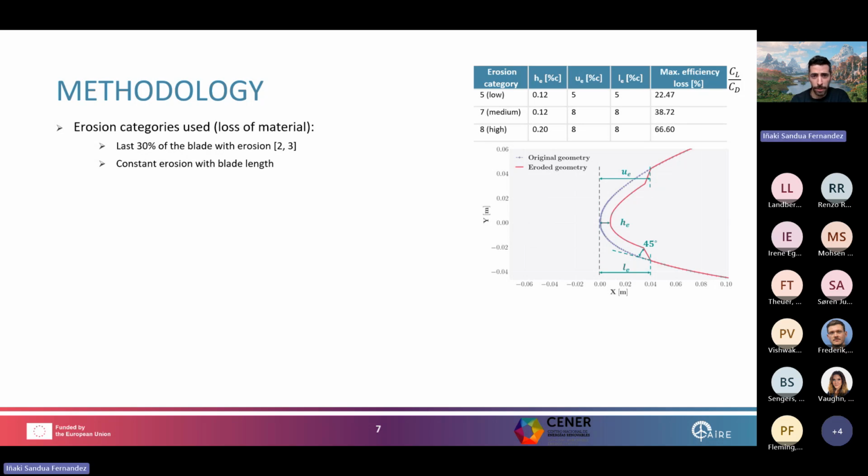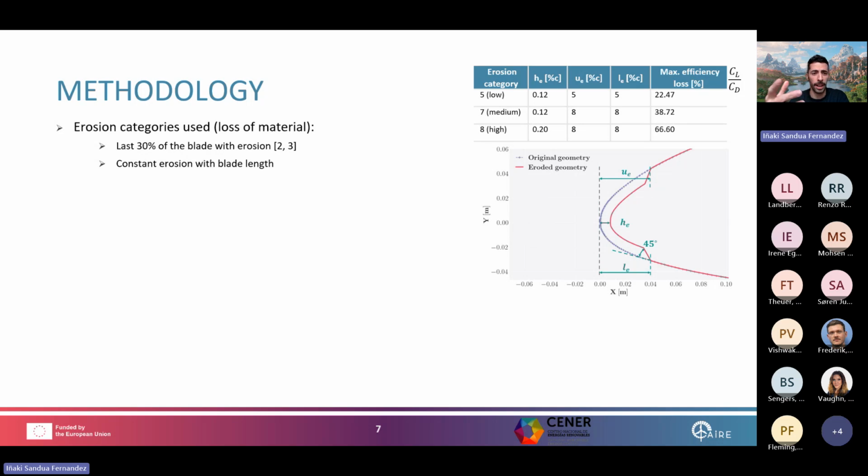So for erosion category 5 and 7, HE is 0.12% the length of the chord, 8 is 0.20, UE and LE are 5% for erosion category 5 and 8% for erosion categories 7 and 8. And that gives us a maximum aerodynamic efficiency loss between 22 and 66% for the erosion categories chosen.